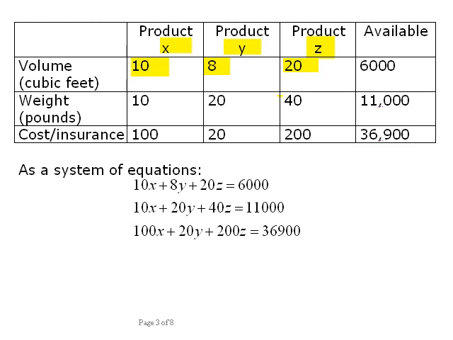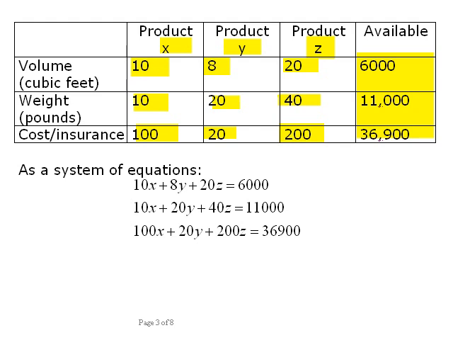As far as weights go, product Z is 40 pounds, Y is 20, and product X is 10 pounds. And then the individual worth of each product, $100 for product X. Product Y is only worth 20. Product Z is worth $200. And listed in this column are the maximum available for the volume, weight, and the insurance.